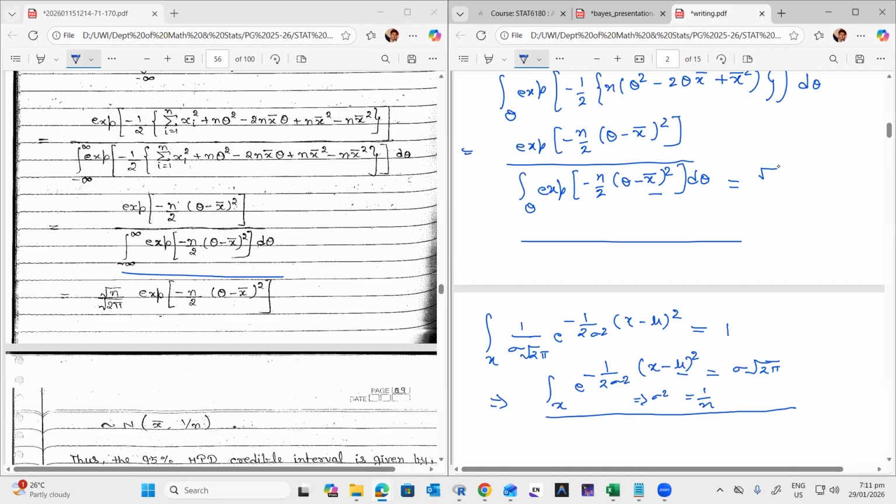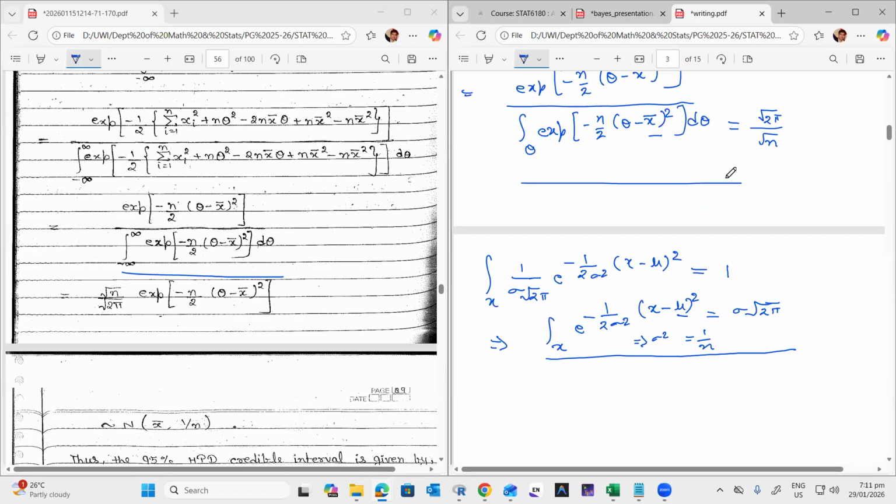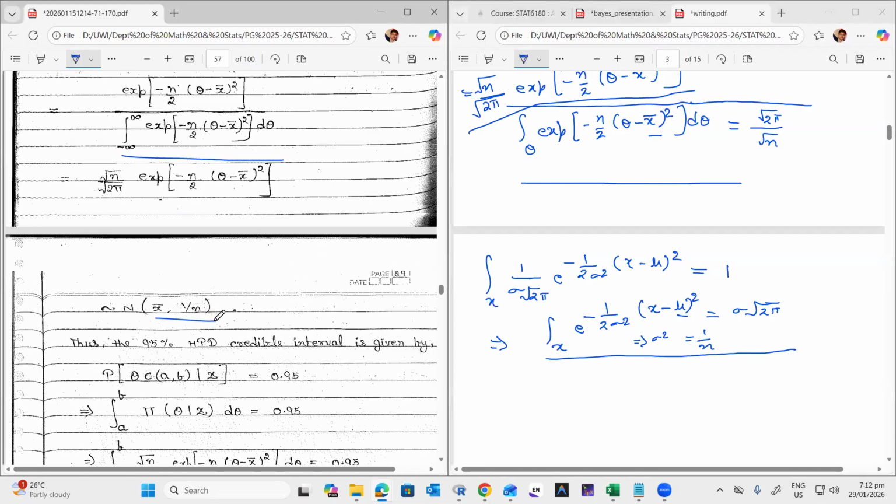under the root 2 pi divided by under the root n. So now if you write it like this, because this part is in the denominator, under the root n will go in the numerator, divided by root 2 pi. So this will again be your normal distribution with mean x bar and variance 1 upon n. Correct? Do you have any doubt till here? Do you have any doubt till here?